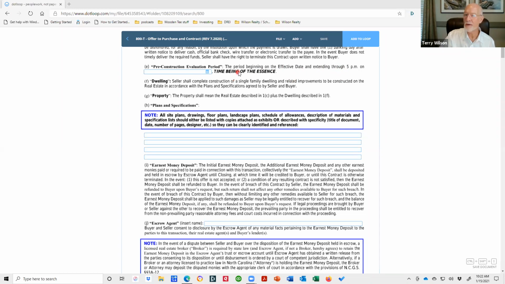Time is of the essence. After that, if the buyer walks away, they do not get their earnest money back. They don't get their earnest money back. Okay.